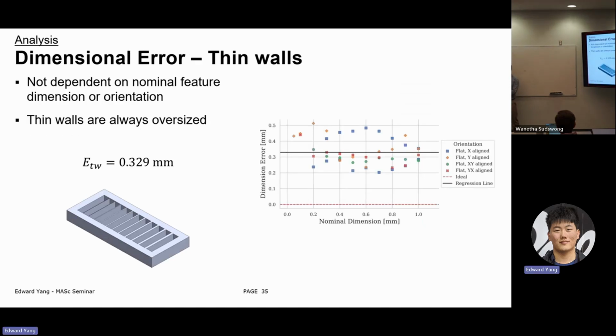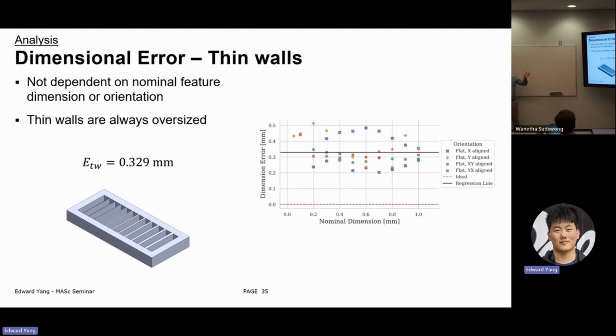So moving past just whether or not a feature prints, I want to look as well at the dimensional error, looking at how much these deviate from what we expected when we designed these parts. So looking at the thin walls, I performed a linear regression and found that the nominal feature size dimension and the orientation of the feature did not impact the dimensional error in a significant way. However, it can still be approximated as a single value to represent what this error is in all cases.